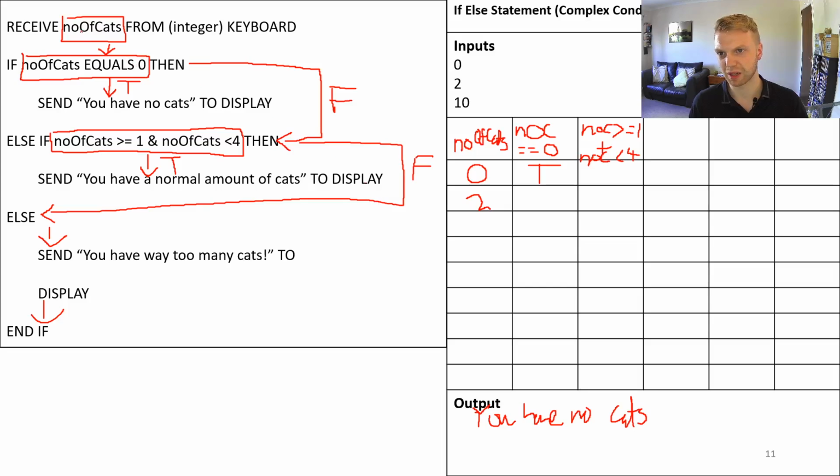What happens this time? Well, we've already typed in 2. If number of cats equals 0, obviously 2 is not equal to 0. So this column is going to be false, and we're going to follow this path along here. And then we get to number of cats is greater than or equal to 1, and number of cats is less than 4. So in other words, is cats between 1 and 4? Yeah, it is. The number 2 is between 1 and 4. So we're going to put a T under this column. So we're going to put a true there, okay?